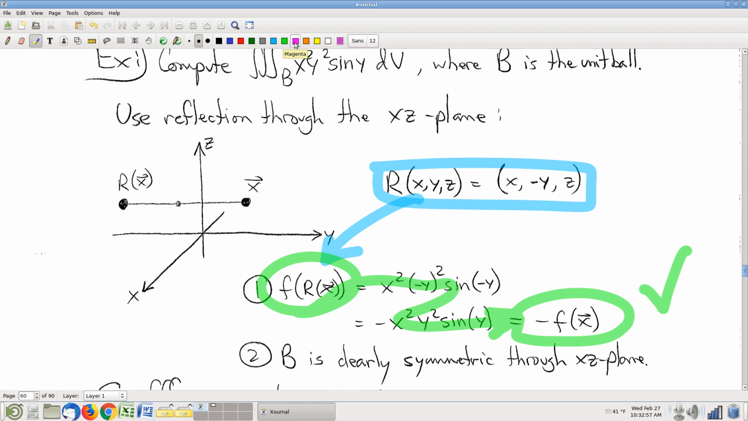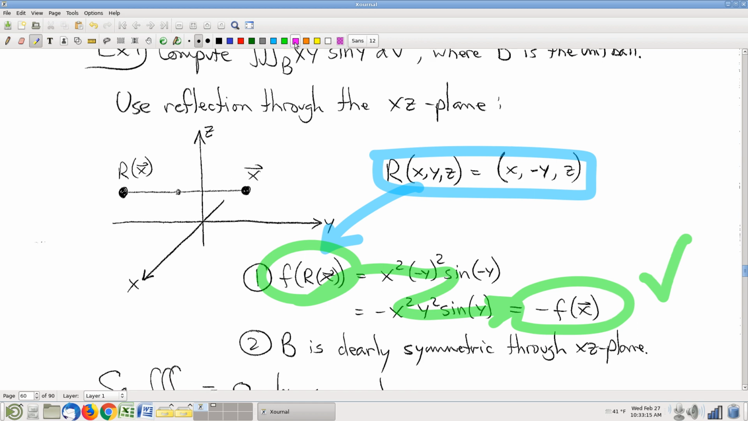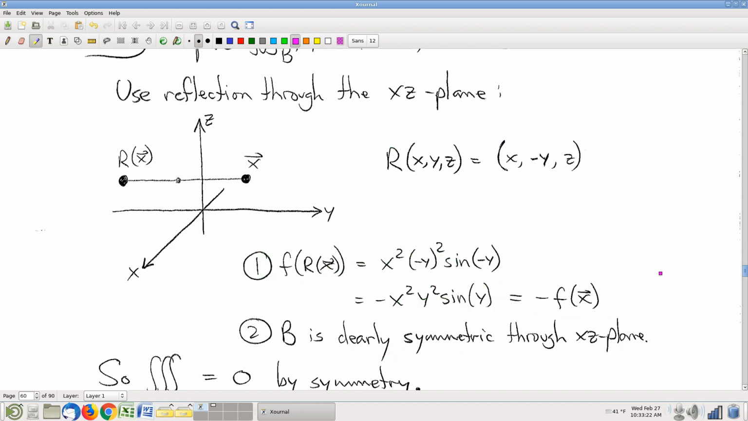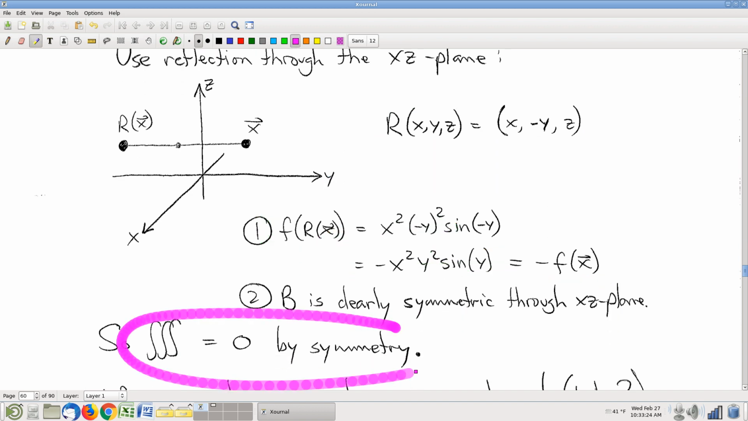Be careful. You've got to make sure that your domain has the appropriate symmetry as well. And by the way, you have to also say so. It's not enough for it to be true. Remember, exams in this class are not a matter of whether you get the right answer at the bottom. Exams are a question of whether your argument is valid and complete and clear. So you do have to say the domain's symmetric too. That being the case, we've checked all the conditions of the theorem. Triple integral 0 by symmetry. Now spike the football and move on.